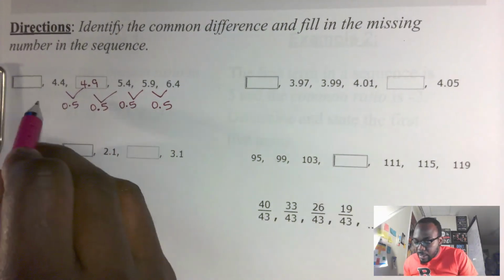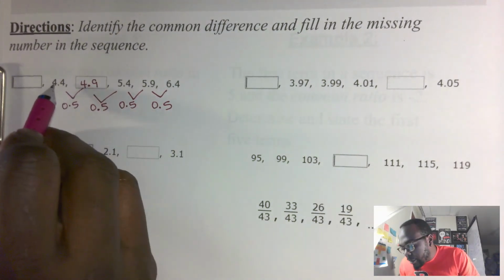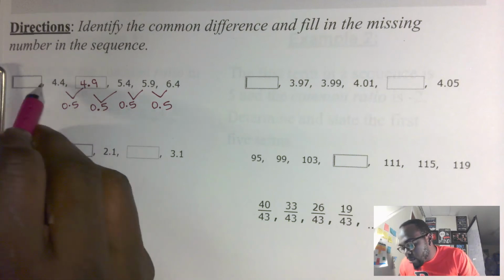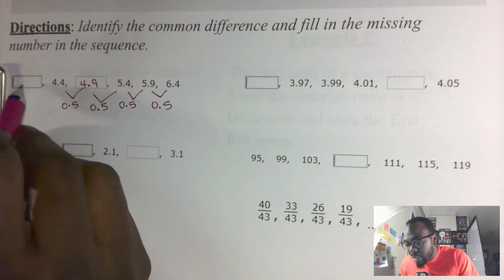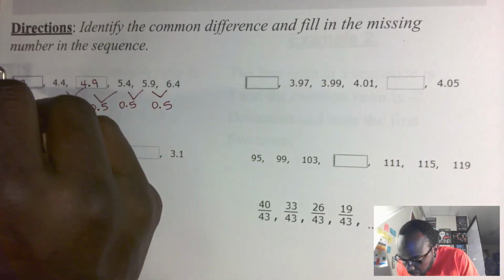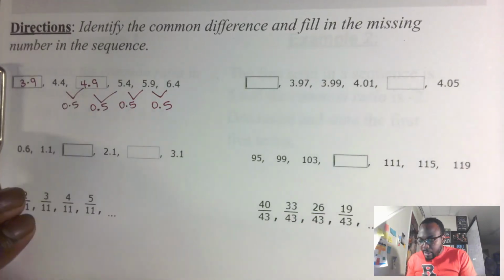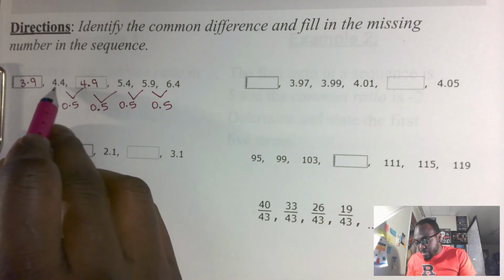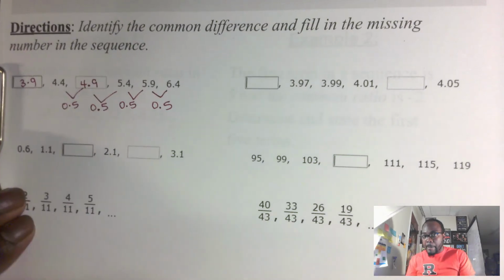All right, so let's go ahead and say, from here, what number would I have to add 0.5 to, to give me the first term? This would be what? 3.9. All right, so how did I find it? I subtracted 0.5 from here. All right, and this is what you're going to do for your IXL.